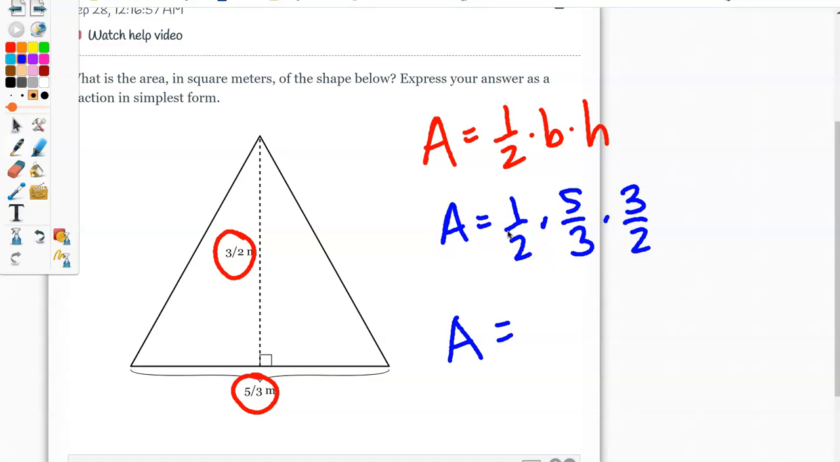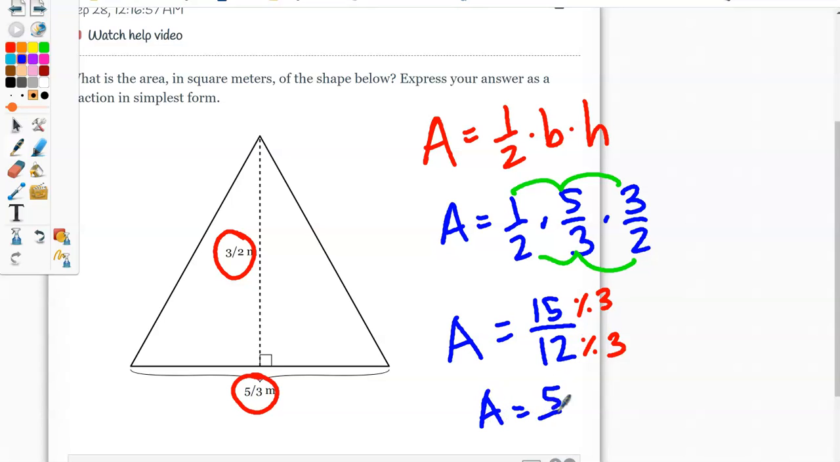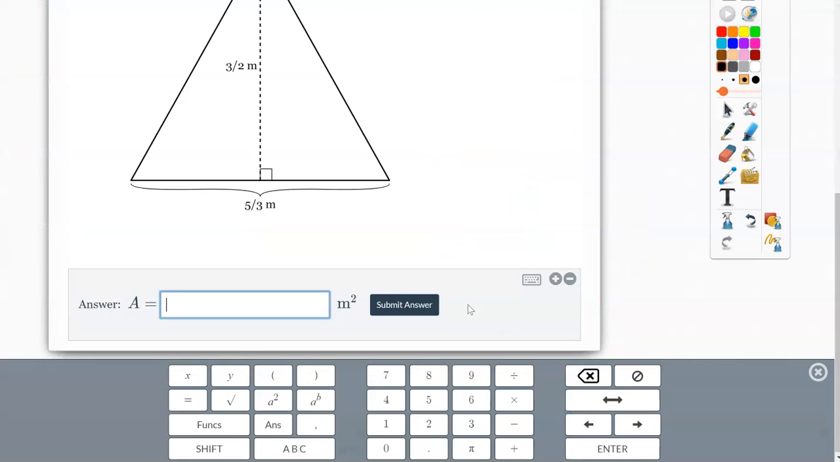Now when you're multiplying fractions, don't forget you multiply numerator times numerator. 1 times 5 is 5. 5 times 3 is 15. And then denominator times denominator times denominator. So I'm going to get 2 times 3 is 6, and 6 times 2 is 12. All right, I'm going to try reducing this again. And this time I'm going to divide by the greatest common factor, which is 3 this time. So the area is 5 over 4. Sorry about the 6.